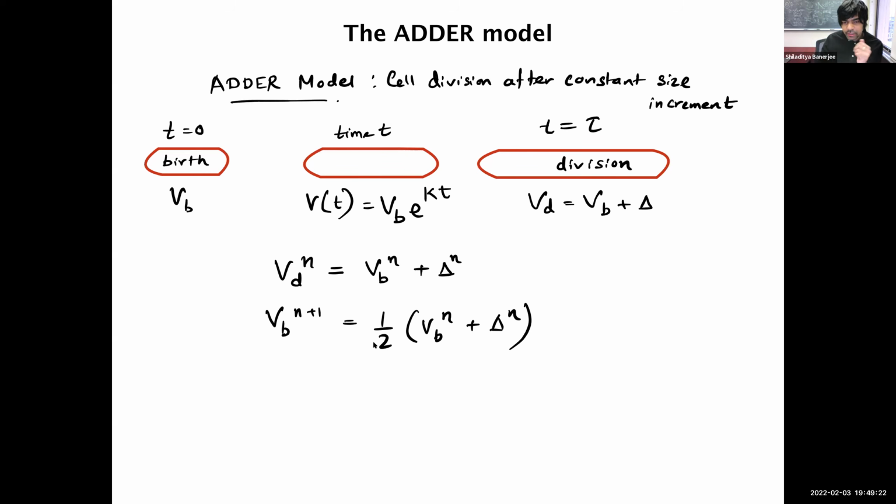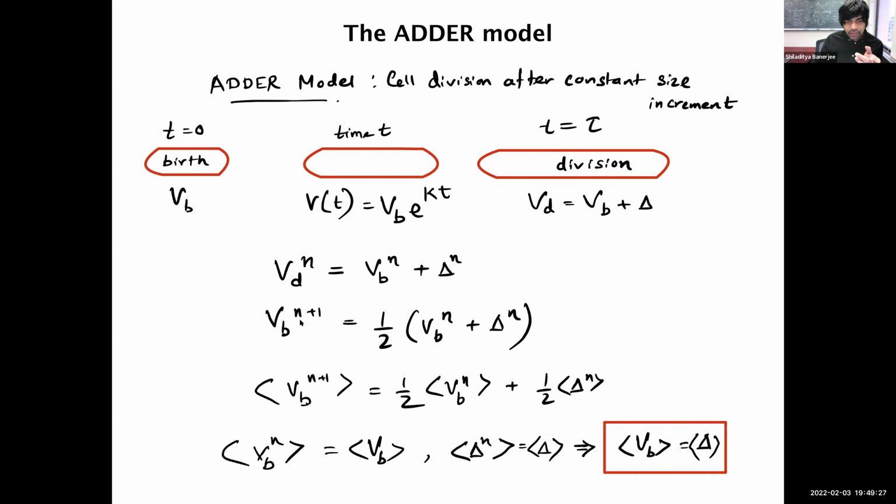What you can do simply is take a mean on both sides, okay? Because the mean of VB at n plus 1 should be the mean of VB at n, since you're taking a mean over all generations. When you take the mean, what you find is that the mean is just equal to the added size. So the cell size converges to the added size. This is very interesting. What it means is that if you grow exponentially and add a fixed amount of size in each generation, over time your size becomes that added size. So you converge to that added size.